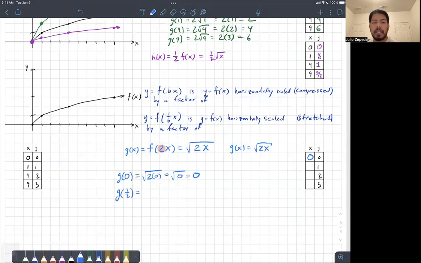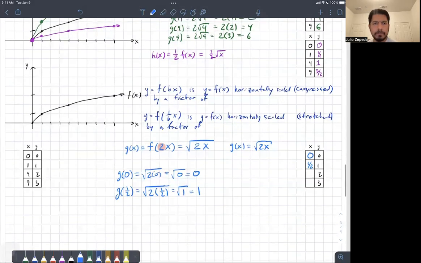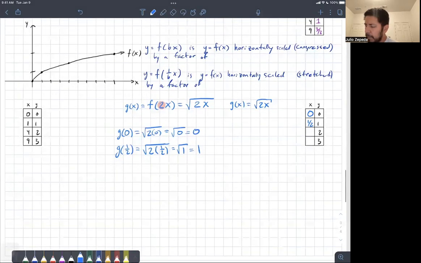That's nice. But now let's plug in 1/2 into this square root function. And 1/2, oh no, that's a fraction. But it turns out that it's going to work out nicely, because when we double 1/2, we get 1 in that square root, which gives us an output value of 1. So 1/2 is actually a good input for this function. What else can we plug in?